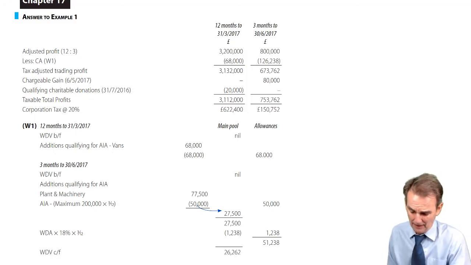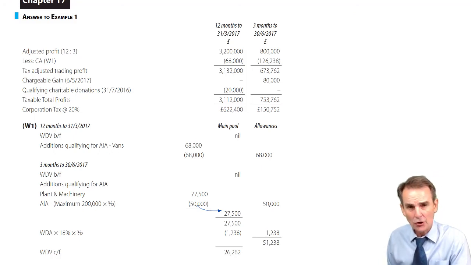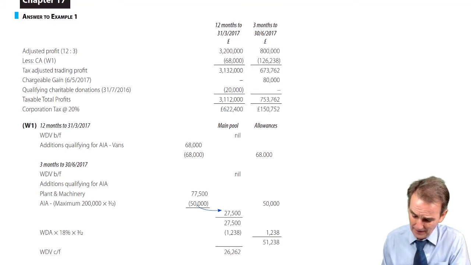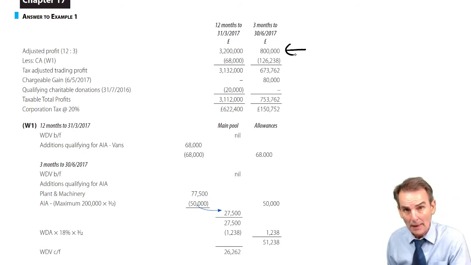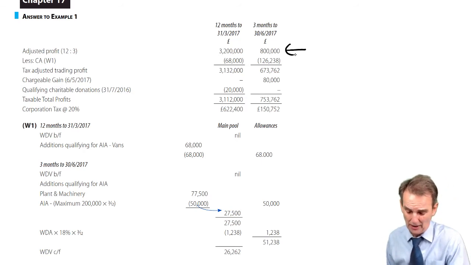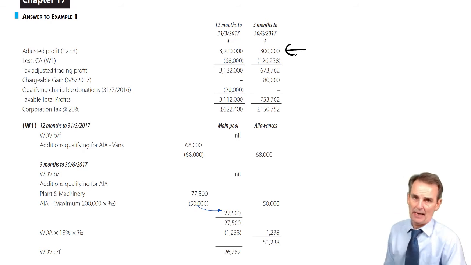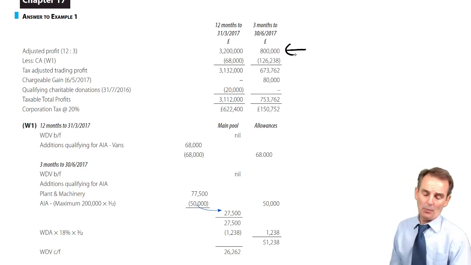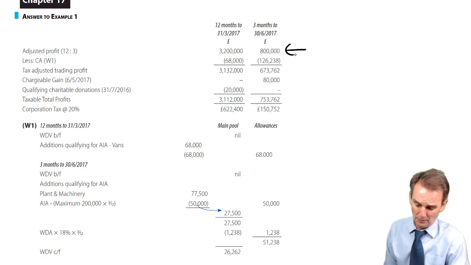Okay, well, hopefully, therefore, by now, we've done the two exercises that I've asked of you. That was firstly, split the £4 million adjusted trading profit between the two chargeable accounting periods on a time apportionment basis. That was 12 months to 3 months, which hopefully, therefore, has given you the 3.2 million and the £800,000.